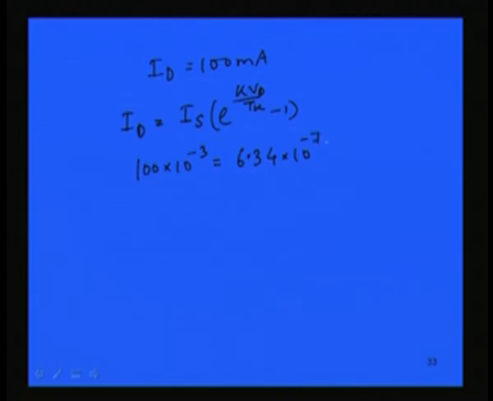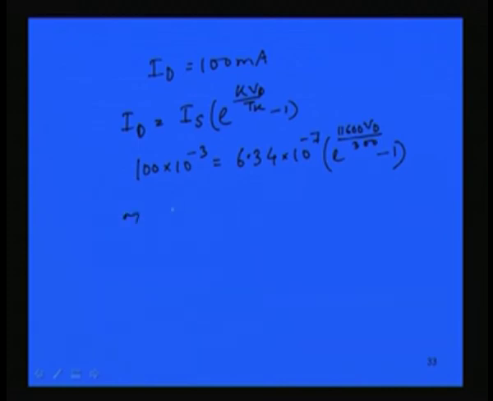Now, for the other part, when the diode current is 100 milliampere, using a similar expression, ID equal to IS into e to the power VD by ηVT minus 1, and putting the value of ID as 100 milliampere, we get 100 into 10 to the power minus 3 ampere, the same reverse saturation current 6.34 into 10 to the power minus 7, and e to the power 11600 VD, which we do not know, by 300, minus 1.